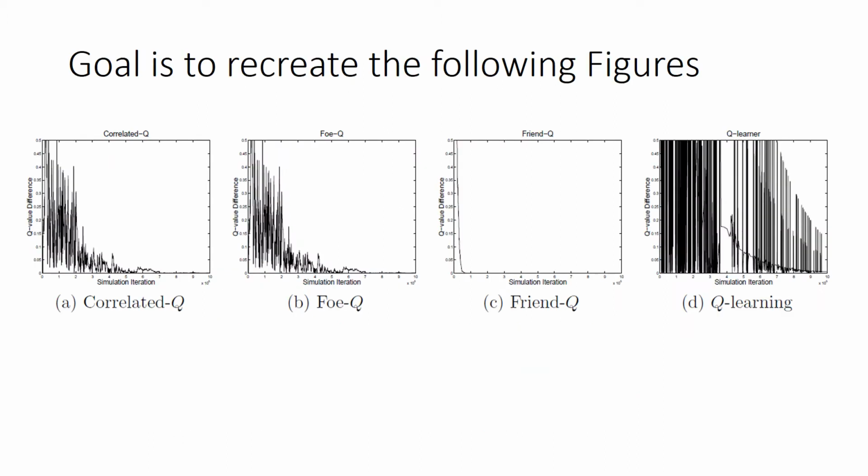These were the charts we were tasked with recreating. The first three are joint Q learning charts: correlated Q, utilitarian, foe Q, and friend Q. And the last chart was just the Q learner for agent A taking the action of moving south. So the first three have the combined action of B sticking and agent A moving south, and the last one is just for agent A moving south.